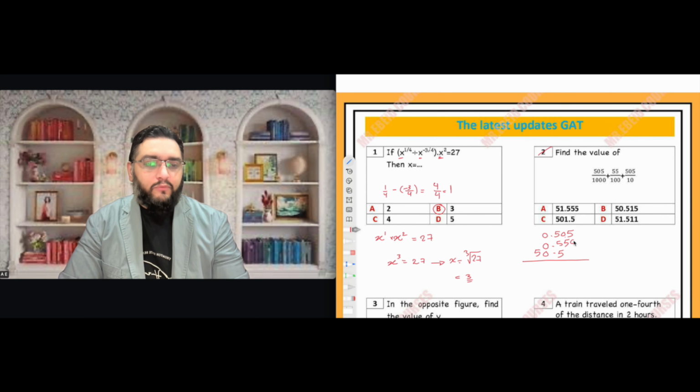Just add. You can add 1 zero, you can add 2 zeros. 5 plus 0 plus 0 is 5. 0 plus 5 plus 0 is 5. 5 plus 5 plus 5 is 15, write 5 and carry 1. Don't forget to write down the decimal point. So 1 plus 0 plus 0 plus 0 equals 1, and write down 5. So it will be 51.555. So that's it. Let's move to the next question.